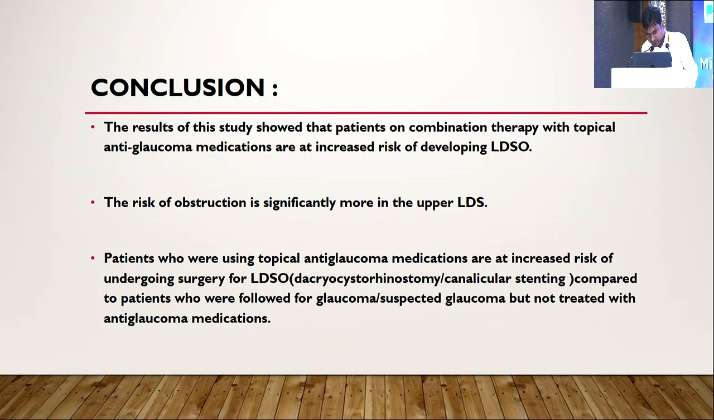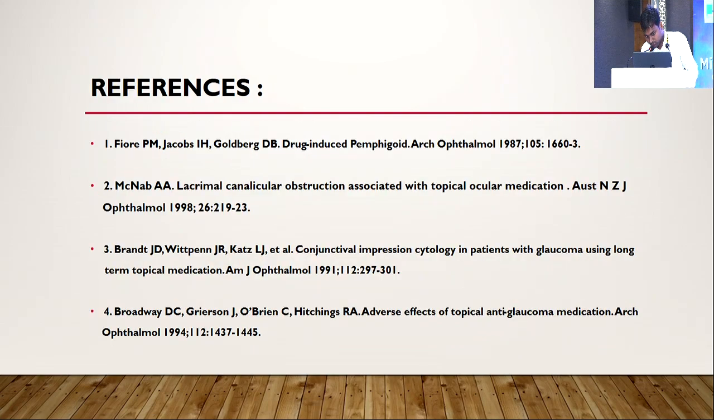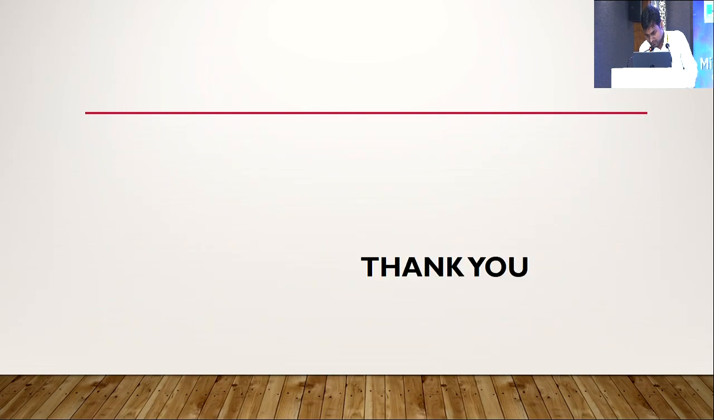Conclusion: the results of this study show that patients on combination therapy with topical anti-glaucoma medication are at increased risk of developing lacrimal duct system obstruction. The risk of obstruction is more in the upper lacrimal duct system. Patients using topical anti-glaucoma medication are at increased risk of undergoing surgery such as dacryocystorhinostomy or canalicular stenting compared to patients followed for glaucoma or suspected glaucoma but not treated with anti-glaucoma medication. These are the references. Thank you.